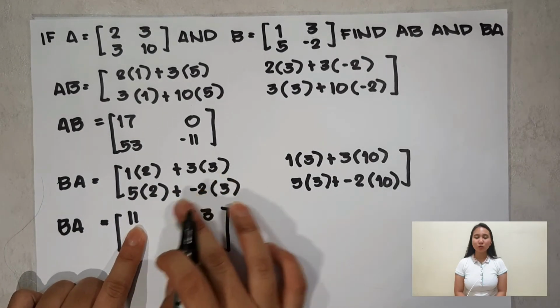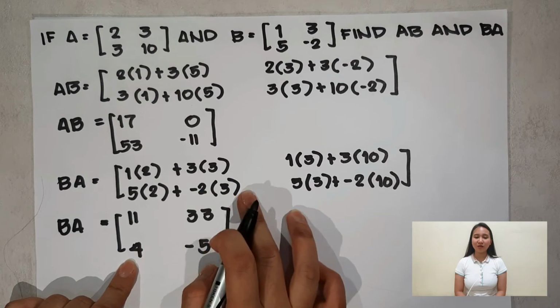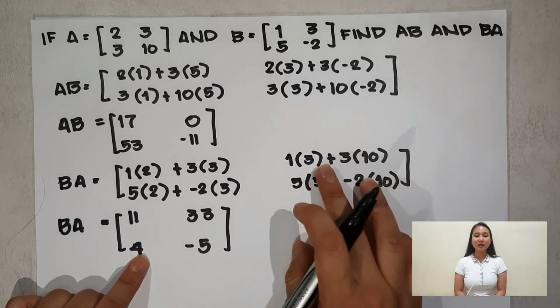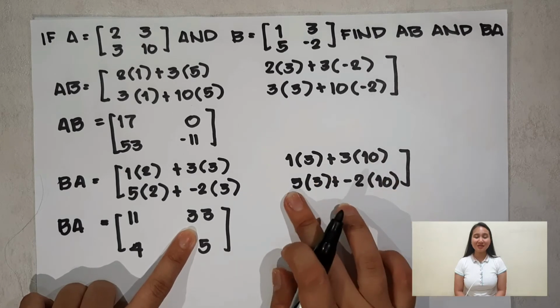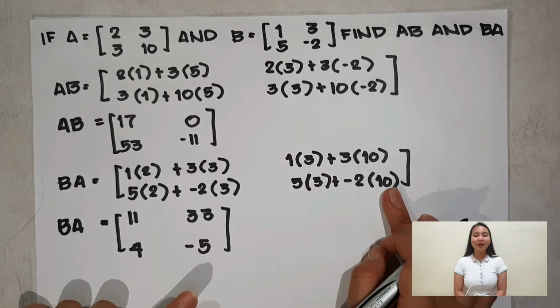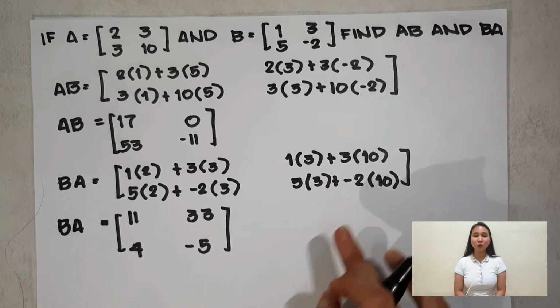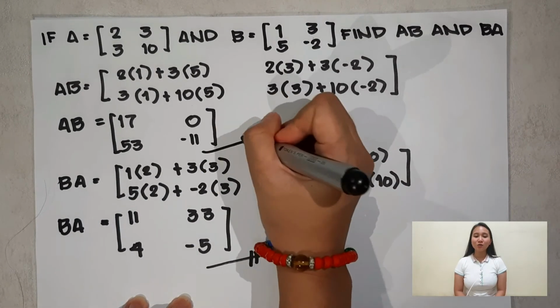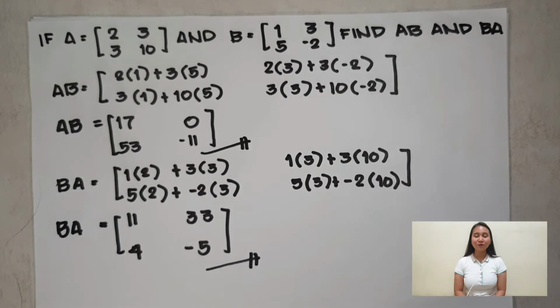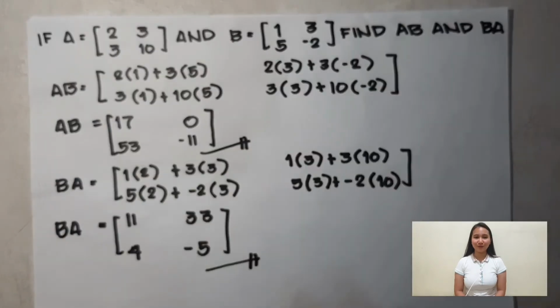One times 2 plus 3 times 3 is 11. 5 times 2 plus negative 2 times 3 is 4. 1 times 3 plus 3 times 10 is 33. And 5 times 3 plus negative 2 times 10 is negative 5. BA is equals to 11, 33, 4, and negative 5.